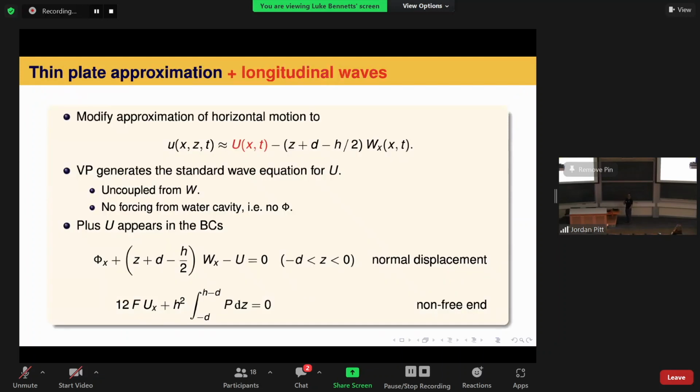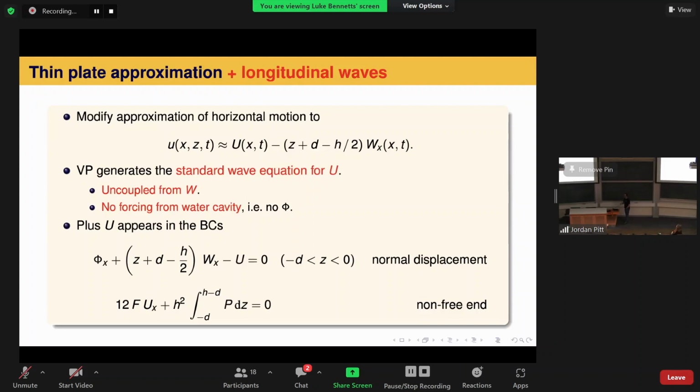But now we can start doing some more advanced things. So we can put in any approximation that we like and see what equations we generate. And the first thing that I've tried to do is to put in longitudinal waves through that term U highlighted at the top. So now I'm going to substitute that new approximation into my variational principle and see what it spits out. And what it gives me is a standard wave equation for capital U.